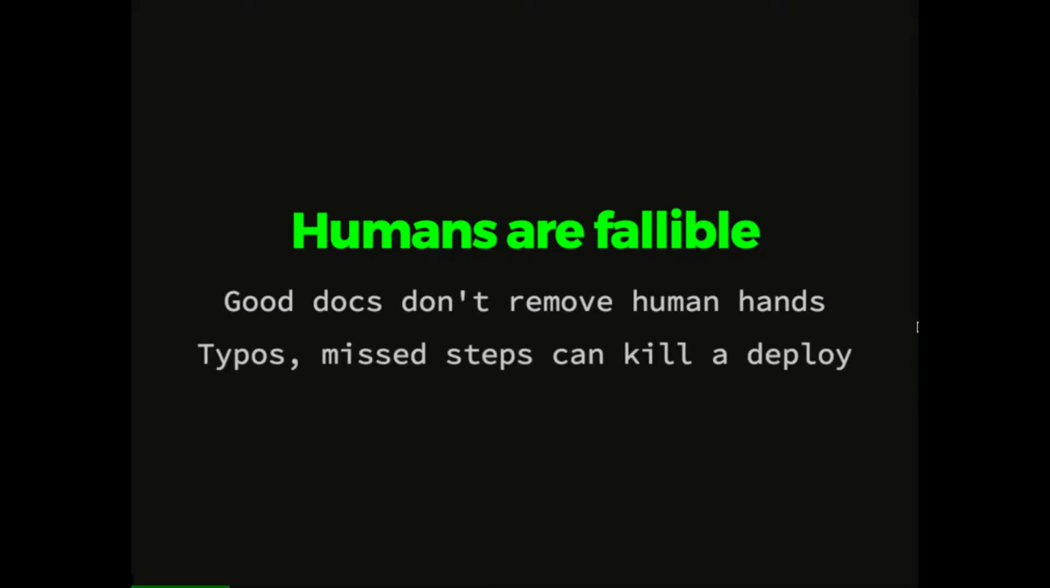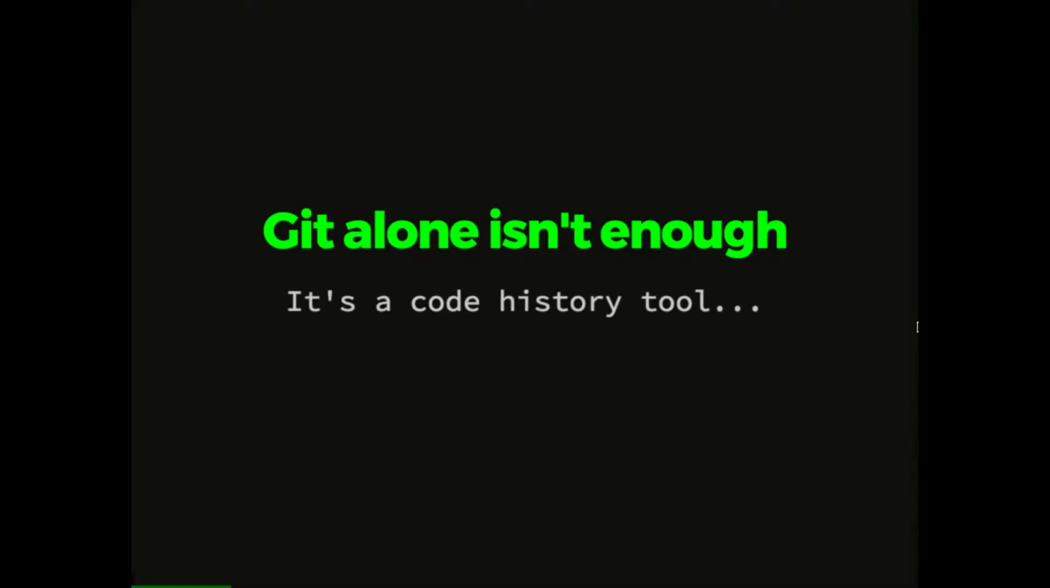So all of this has taught us one thing: human beings are fallible. Even if we write the best docs in the universe, it does not remove human hands from our deployment process. We might have had a typo, we might have missed a step, and that can kill a deploy dead. And the other thing is, Git alone isn't enough. It wasn't enough before, and it's still not enough today. Because Git is a code history tool. It is not a deployment tool. We are using it for something that it's not meant to do.